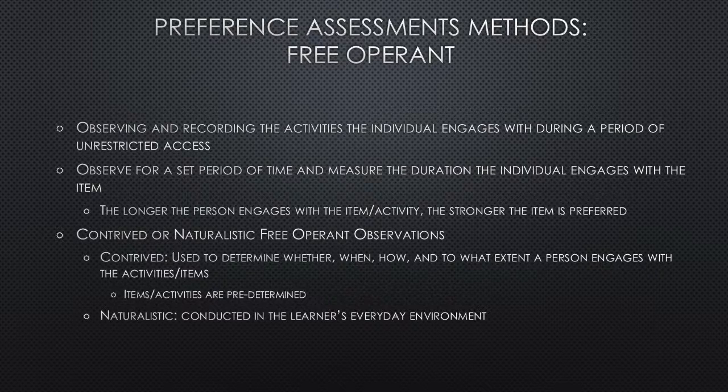They get to pick whatever it is they want. In this free operant assessment, you'll observe for a specified period of time and note how long the person is engaging with each activity and take data on that. There's a couple different ways that you can make these observations happen. One of which is a contrived setting where you would select the toys beforehand and have them just readily available for the child. The other way is naturalistic. So whatever would be in that environment, you just take a look and see what it is that they go for.